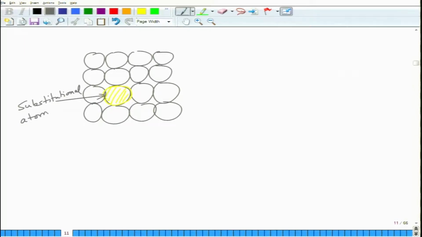It is also a point defect. Depending upon the size of this atom, it can create tensile or compressive stresses. You can have an interstitial atom sitting here, again it would give rise to stresses depending upon the size of this atom with respect to the void size. Okay. So, these are various defects that you may have.